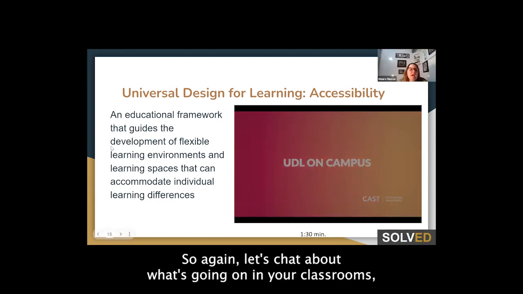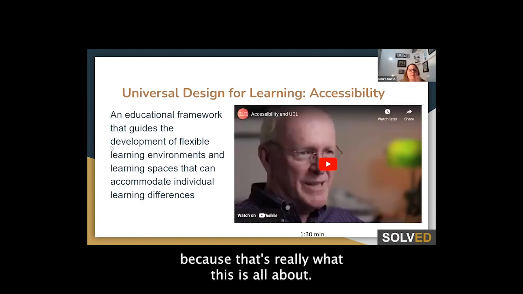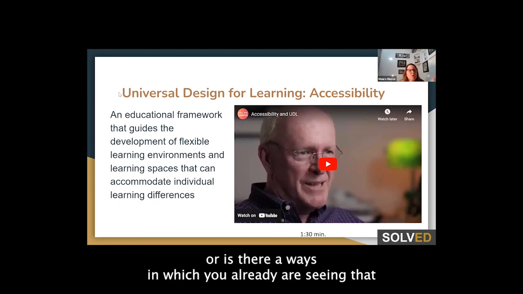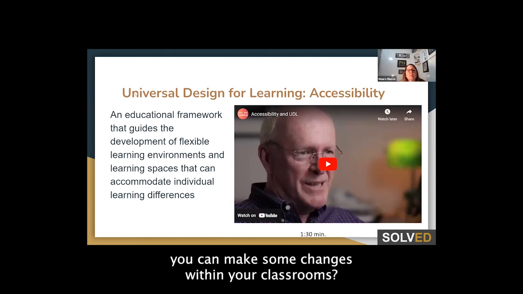So again, let's chat about what's going on in your classrooms, because that's really what this is all about. How do you see yourselves using UDL in your classrooms already? Or are there ways in which you already see that you can make some changes within your classrooms?